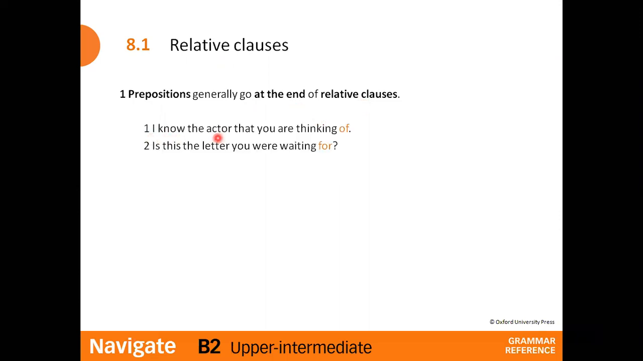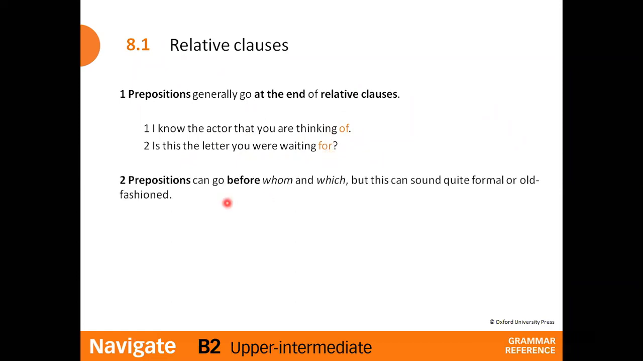For example, I know the actor that you are thinking of. Here you can see of at the end of the sentence. And is this the letter you were waiting for? So waiting for at the end. You can see this preposition. Prepositions can go before whom and which, but this can sound quite formal or old-fashioned. So only before whom and which you can use prepositions.